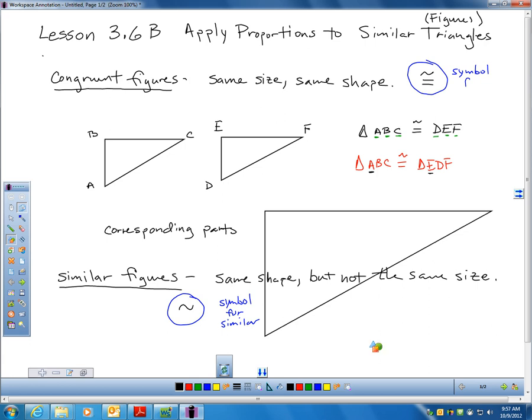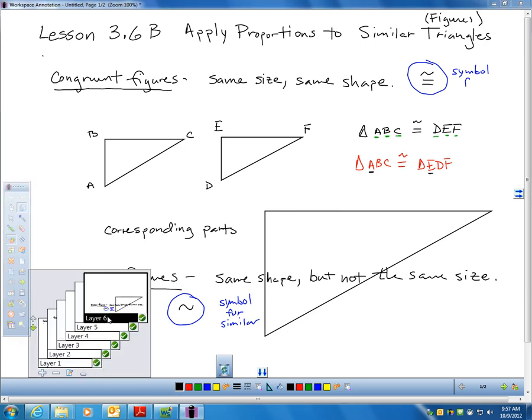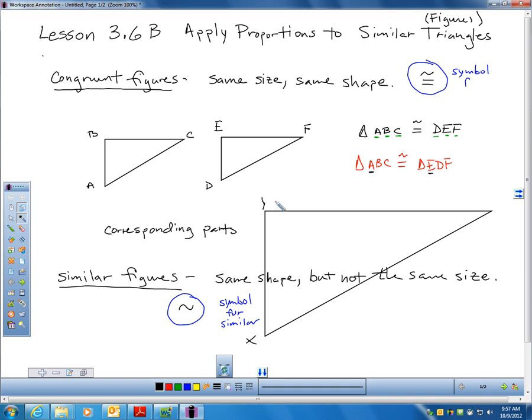Okay, we'll try that. If I name this triangle I just drew, I'll call this triangle XYZ. It looks like XYZ and ABC are the same shape, but they're obviously not the same size. And it looks like angle X corresponds to A, Y to B, and Z to C. Well, I could say that triangle XYZ is similar to triangle ABC. Similar means same shape, not the same size.